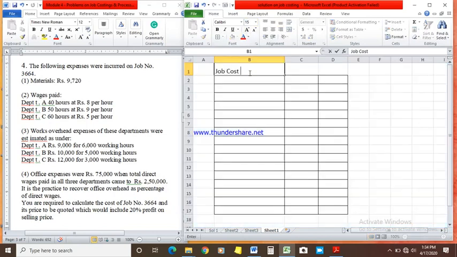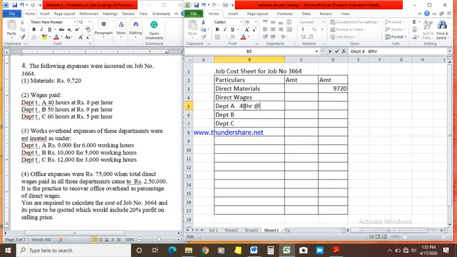Job cost sheet for job number 3664. Some details are not given, like when the job started and when it ended, so just leave it. Particulars, amount. Direct materials 9720. Direct wages: department A, department B, department C.